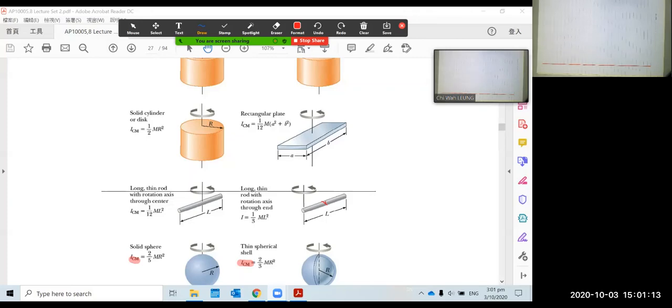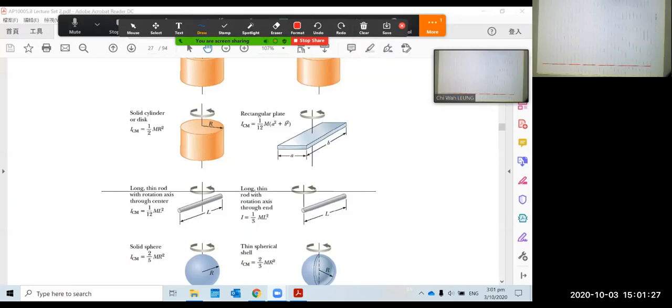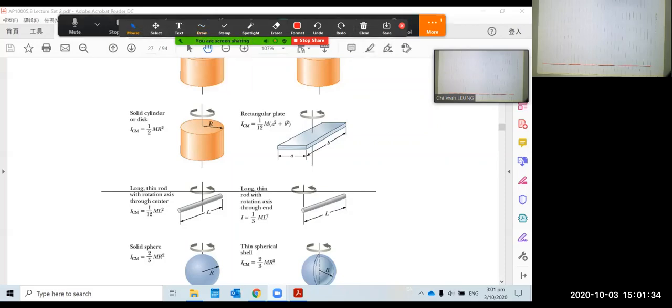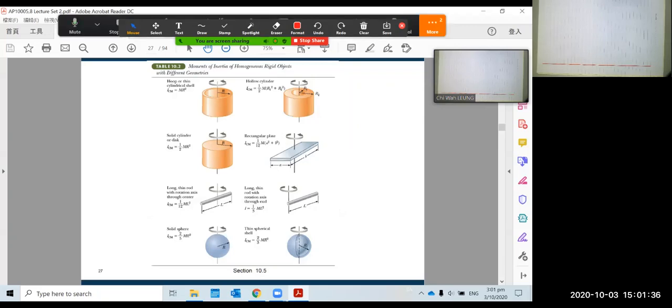So you may wonder, well, every time it seems that we have to calculate the moment of inertia about different axes, and that would be quite a tedious task. And in fact, it is. It is a very tedious task if you are trying to do the calculations for the moment of inertia for all different situations.